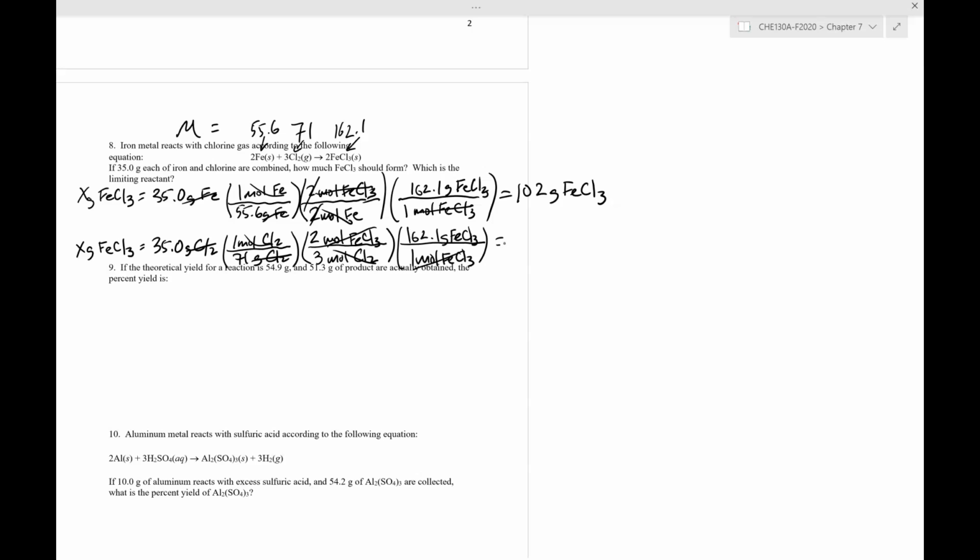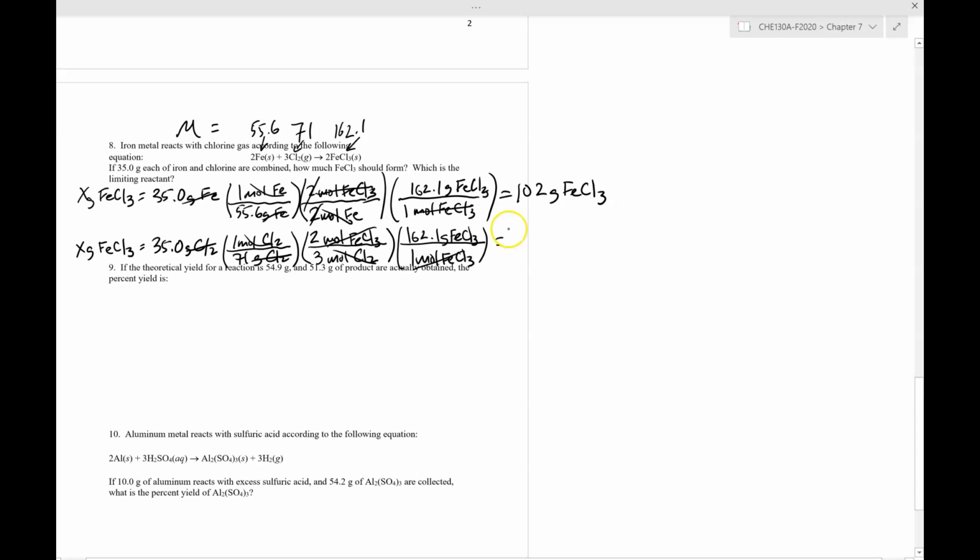Divided by, and I'm going to put the bottom in a parentheses, 71 times 3. What do you think? Do you think this is going to be bigger or smaller? I think we're dividing by a bigger number on the first conversion factor. We're dividing by a bigger number on the second conversion factor. I think it's going to be smaller. I think chlorine will be our limiting reactant, and indeed it is.